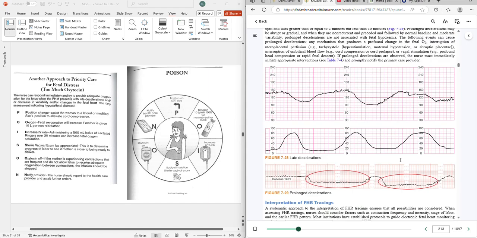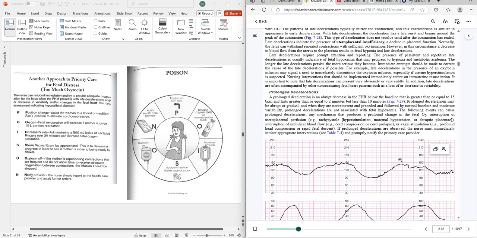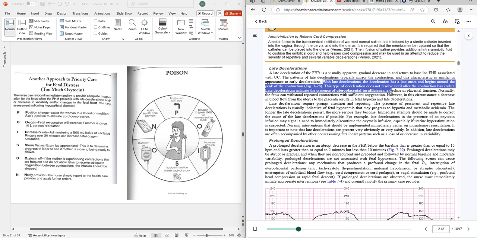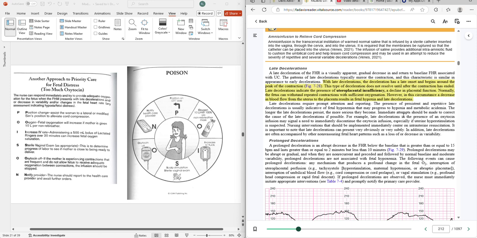Let's go back up to lates right here. All right. So, wink and lollipop, you need to know right here on page 212. With late decelerations, late onsets, it peaks at the contraction, right, at the peak of the contraction. This is utero-placental insufficiency, a decline in placental function. You need to know this right here, wink and lollipop, okay?